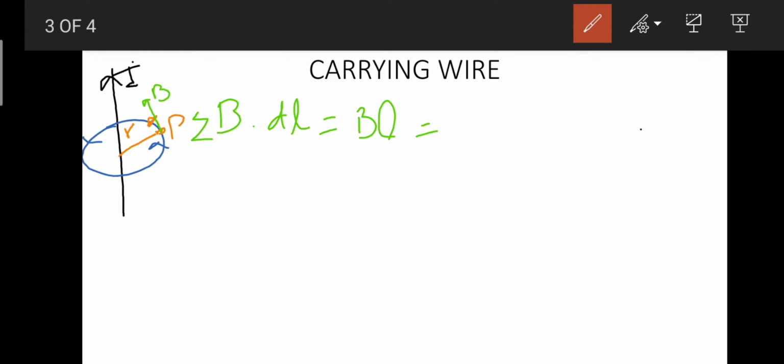Now in this BL, B remains the same, and L is equal to the circumference of the circle, which is equal to 2 pi r, right? So the product between B dot dL is equal to 2 pi r into B. The other factor, mu naught, is a constant for a particular medium. So the last thing left is the current.